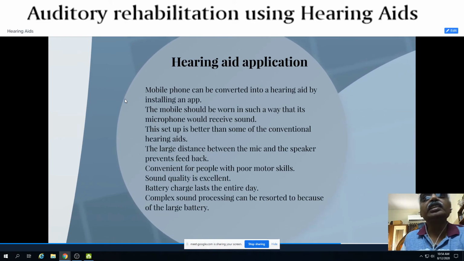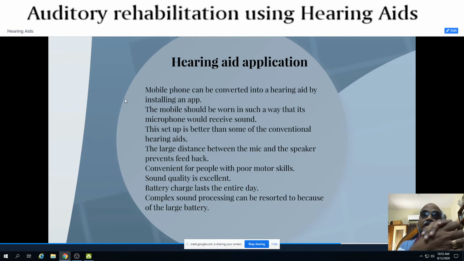Now this is the currently available technology. Every one of you has a mobile phone, and you all know that your mobile phone has a mic. So this mobile phone can be converted into a hearing aid by installing an app. The mic of the mobile phone should be exposed to the ambient sound, and then a headphone, which you all use, can be attached to both ears of the patient, and this will work more or less like a conventional hearing aid.